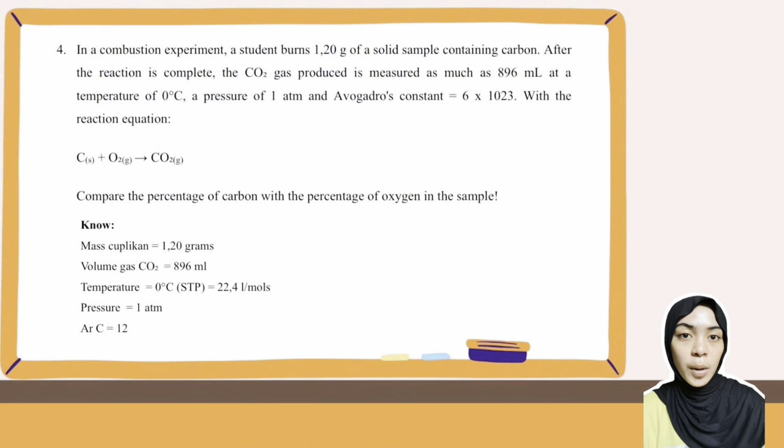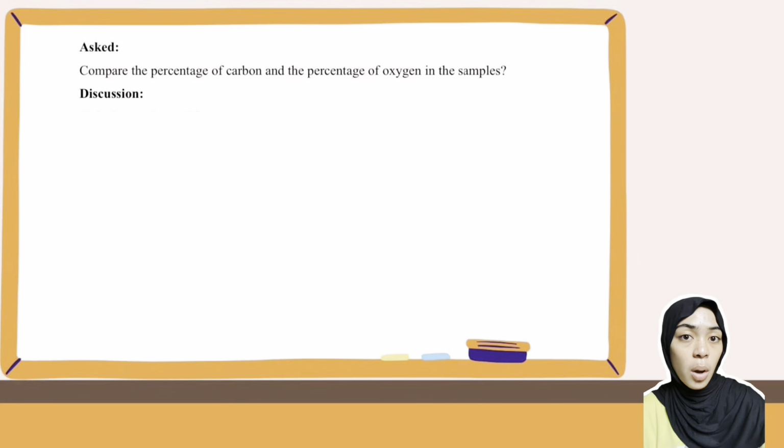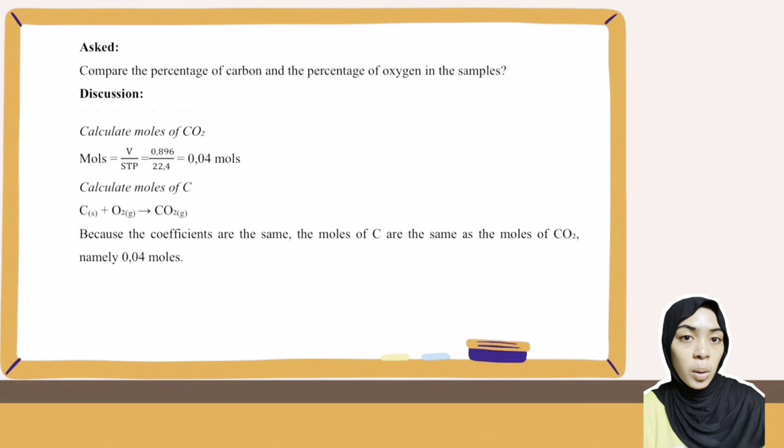The volume of carbon dioxide gas collected is 896 milliliters, which is equivalent to 0.896 liter. At STP, 1 mole of gas occupies 22.4 liters. So the moles of carbon dioxide are 0.896 liter divided by 22.4 liters per mole.